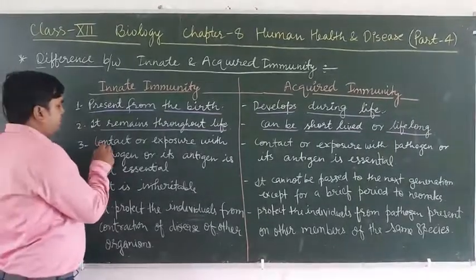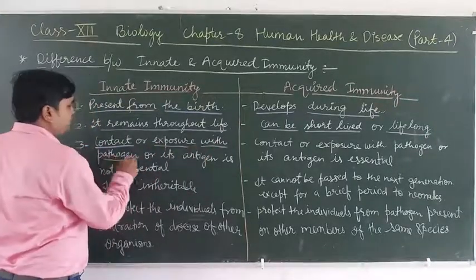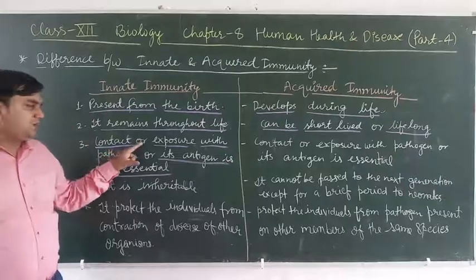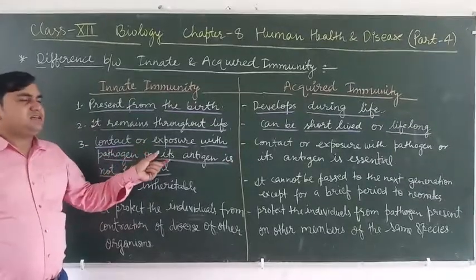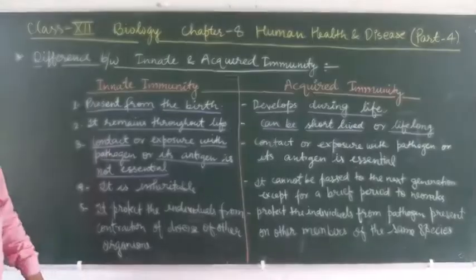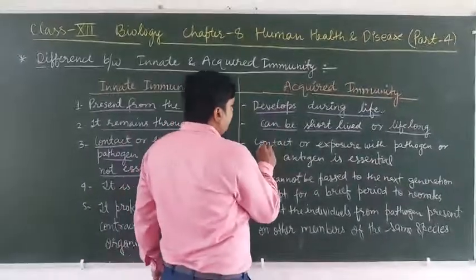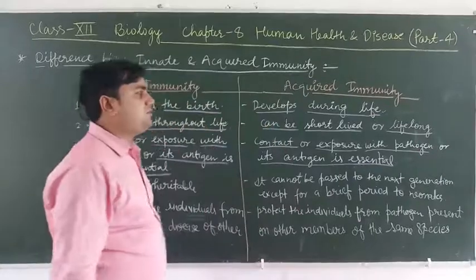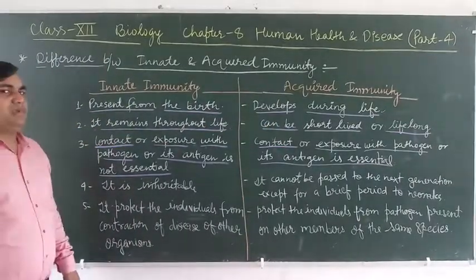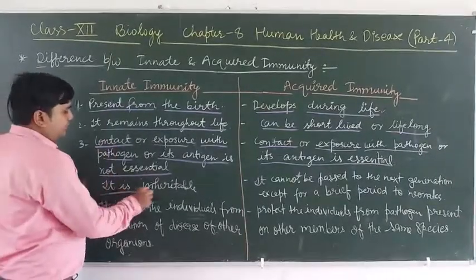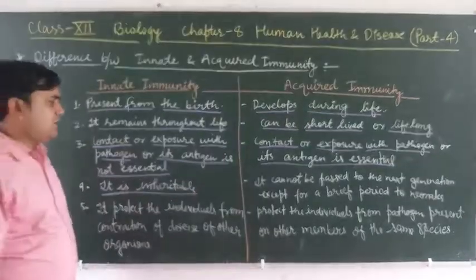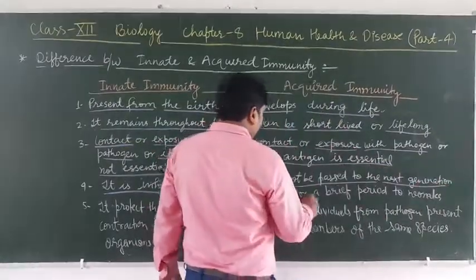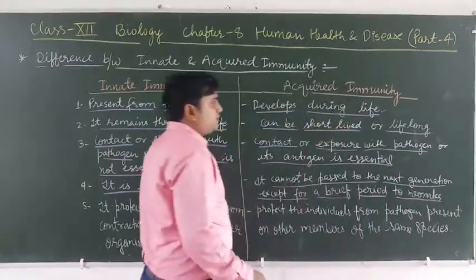In innate immunity, contact or exposure with pathogens or their antigen is not essential. In acquired immunity, contact or exposure with pathogens or their antigen is essential for transmitting the disease from person to person. Innate immunity is inheritable, and acquired immunity cannot be passed to the next generation, except for a brief period to neonates.